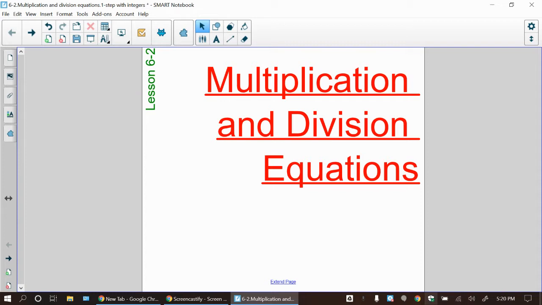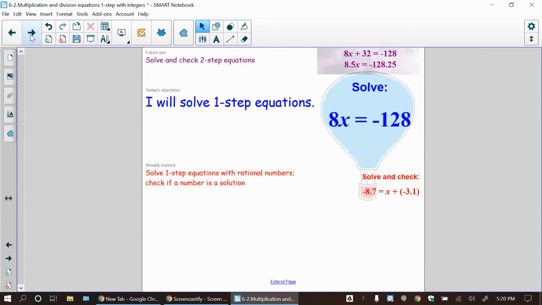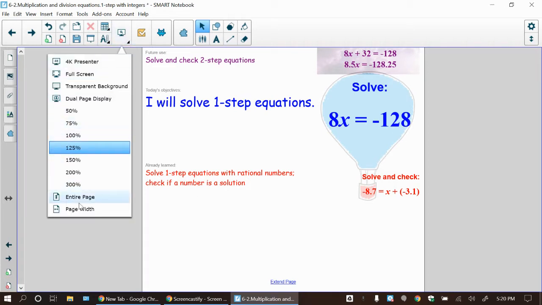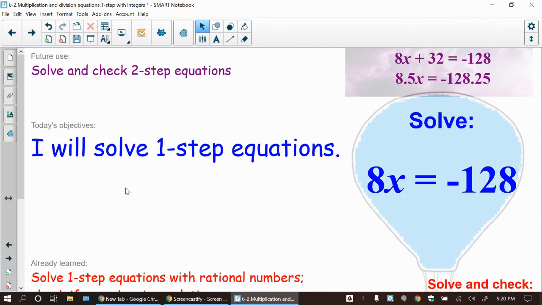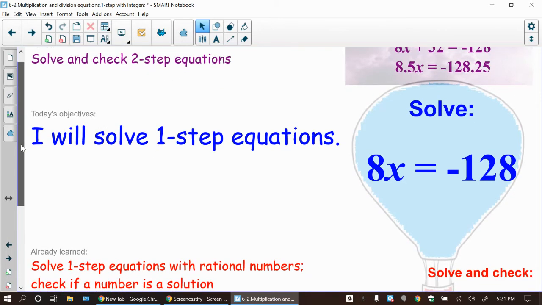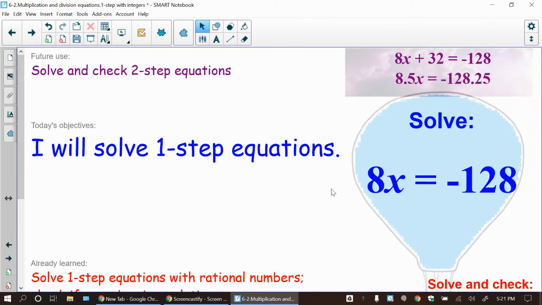All right, so last week we did one-step adding and subtracting of rational equations. What we are going to be focusing on today is using multiplication and division in one-step equations. As you notice here, we have a one-step equation with integers. There are negatives. Eventually, we are going to be doing two-step equations and one-step equations with rationals. We need to master these skills.